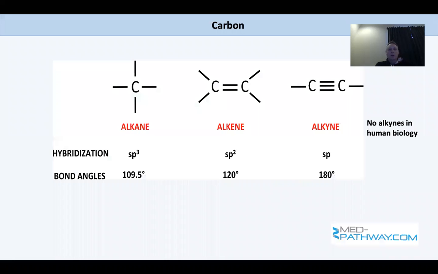So here's carbon. Everyone's familiar that carbon is number 6, so it has 4 electrons in its outer shell, so its valence is 4. Then you see a saturated alkane on the left up here, and over here we see an alkene, which is sp2 hybridized with 120-degree bond angles. There are pi electrons here, and there's the alkyne that's linear. It's sp, and there are no alkynes in human biology, which is kind of interesting.